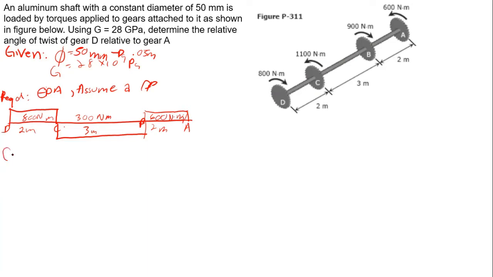So alam naman natin ang formula natin for angle of twist is TL over JG. So solve muna natin yung J or polar moment of inertia. Since solid shaft ito, hindi naman sinabi na hollow, isang diameter lang yung given. So ang gagamitin natin is formula for solid shaft, which is J is equal to pi over 32 d to the fourth. So substitute lang natin. So pi over 32, ang diameter natin is 0.05 meters raised to 4. Makakakuha tayo ng polar moment of inertia, 6.13 times 10 raised to negative 7 meters raised to 4.